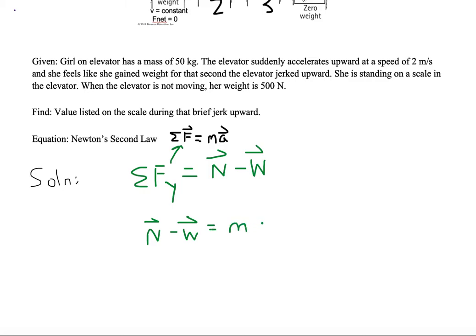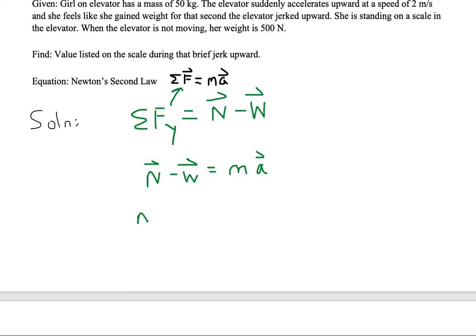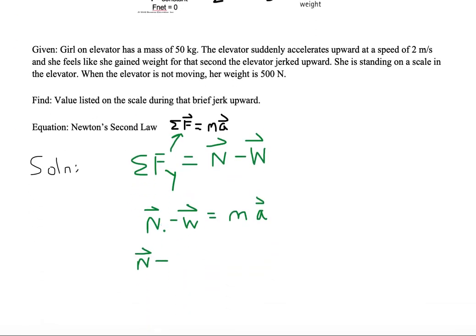Now we know enough to be able to solve. Let's substitute. We don't know N. We do know the weight. The weight is 500 newtons, and notice the negative sign is there indicating that the 500 newtons is pushing down. N with an arrow above it is the normal force. It's a vector. N with no arrow above it is the unit Newton. We're given a mass of 50 kilograms, and an acceleration of 2 meters per second squared.